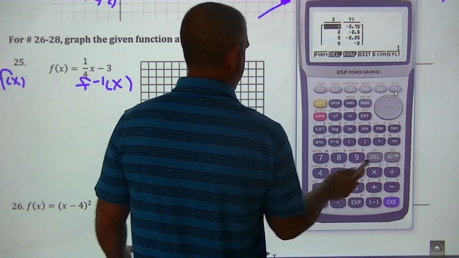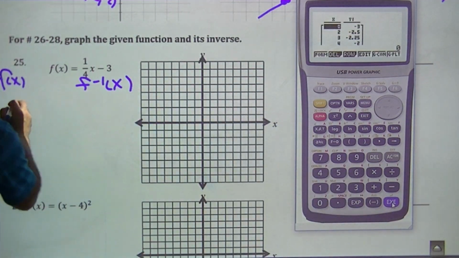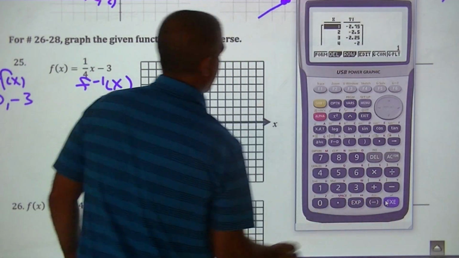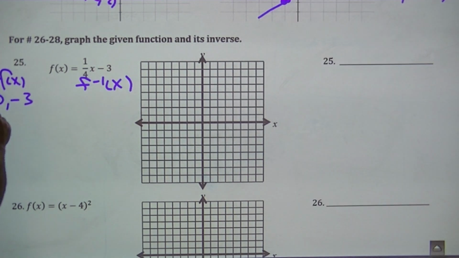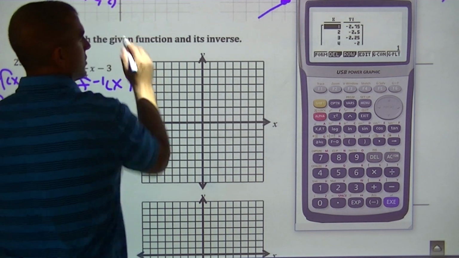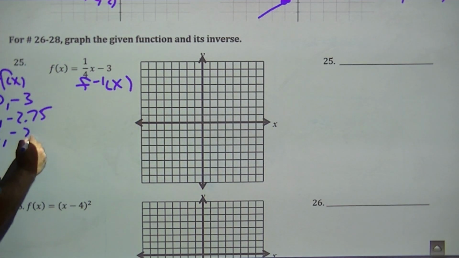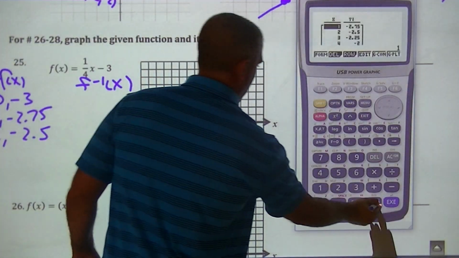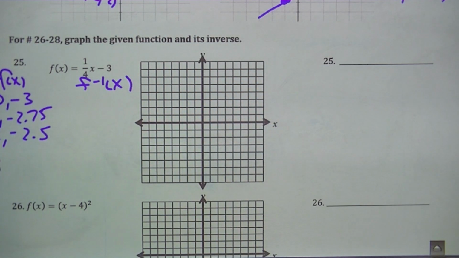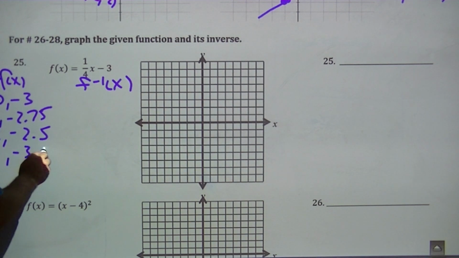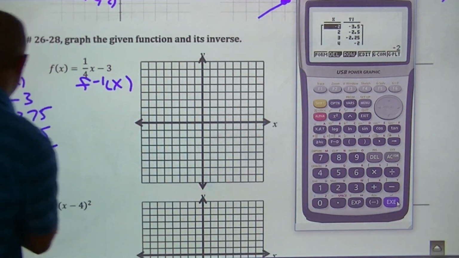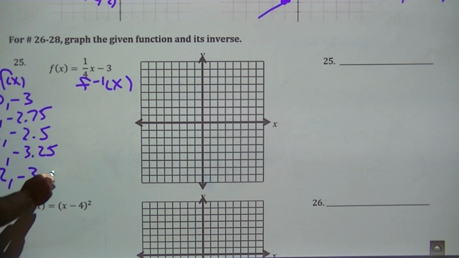All right, so let's say I pick 0. That's (0, -3). Okay, 1. (1, -2.75). 2. (2, -2.5). Negative 1. (-1, -3.25). And negative 2 would be -3.5. So, what you can do, pretty easy.